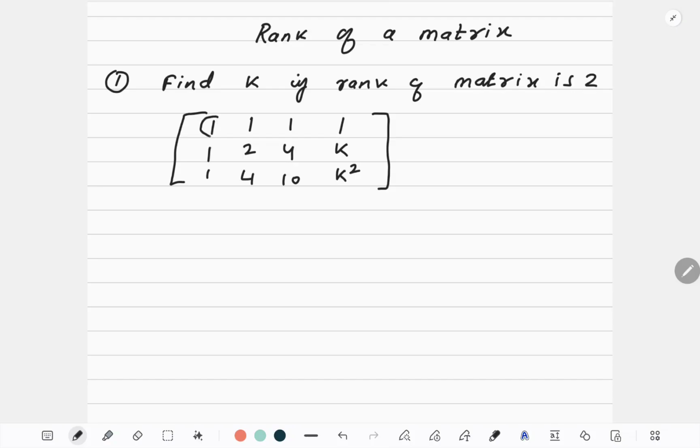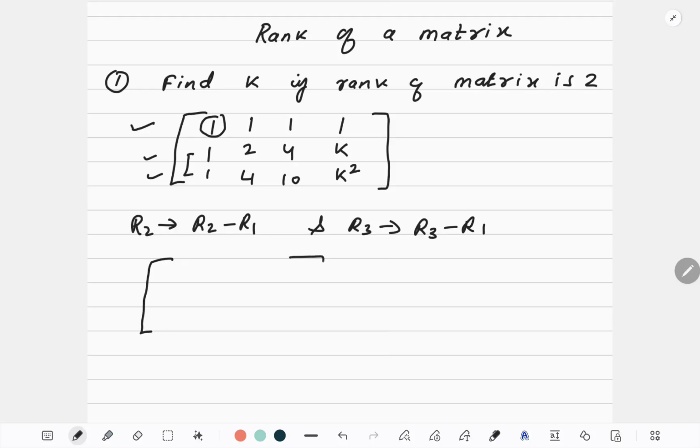What is the concept? Make this first element 1, which is already 1. Good for me. Now using this element, that is using row 1, make the below two elements 0. So what are the operations? In R2 you apply R2 minus R1, and in R3 you apply R3 minus R1. So what will you get? Let's write it down: 1 1 1, 1 0 1 3 k minus 1, here 0 3 9 k square minus 1.